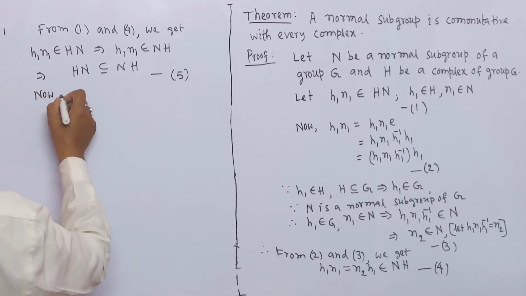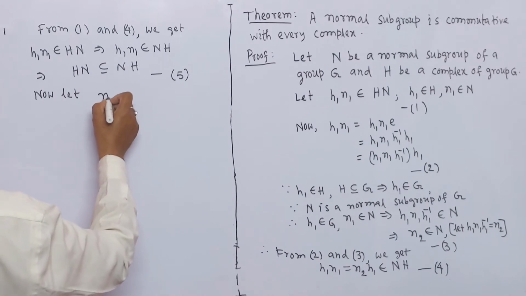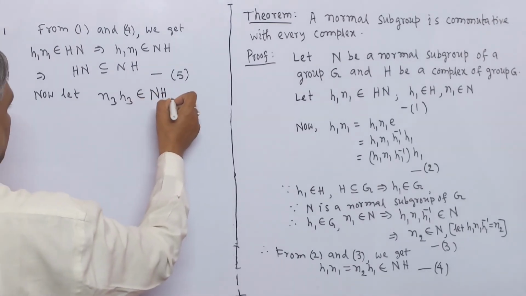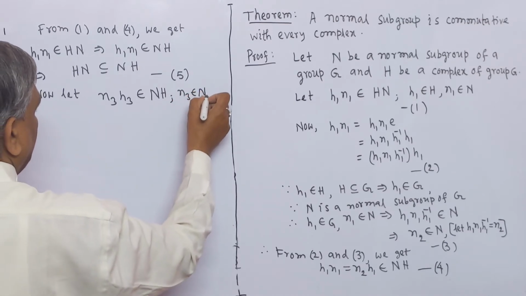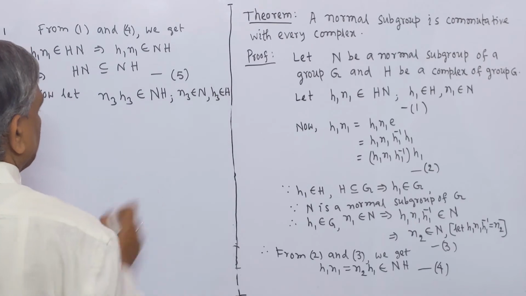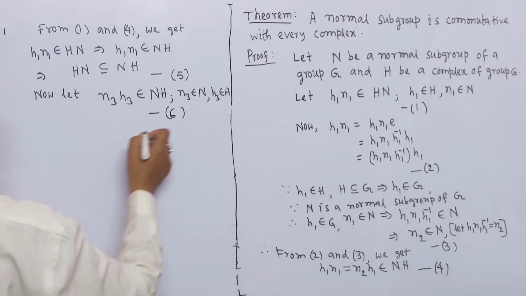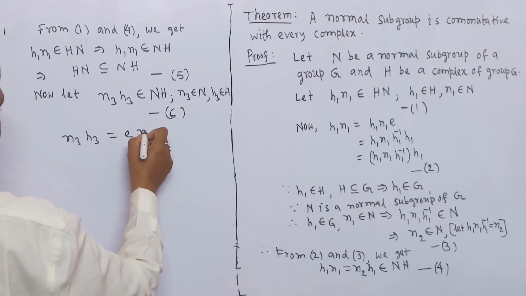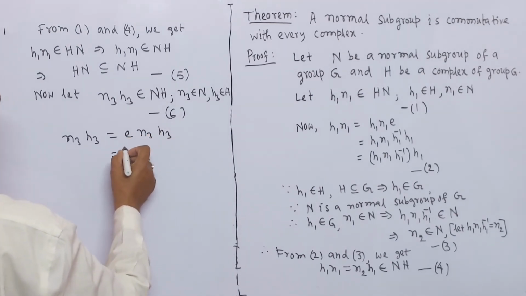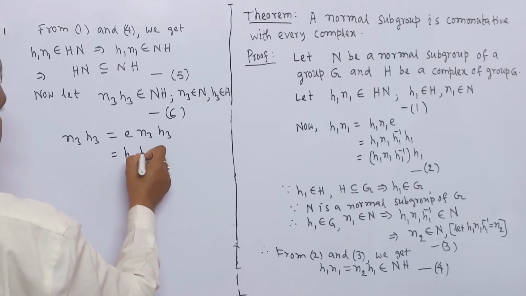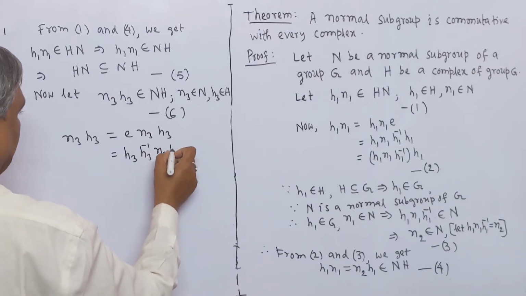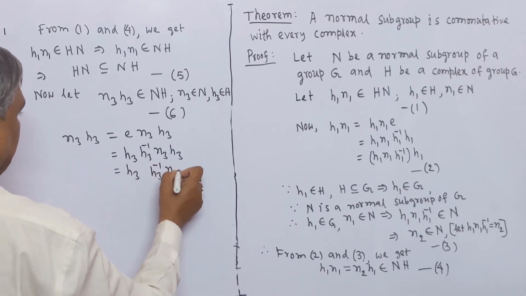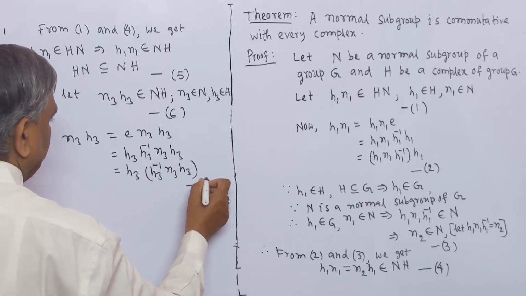Now let n3 h3 belongs to NH, where n3 belongs to N and h3 belongs to H. This is number 6. n3 h3 equals identity element e times n3 h3, which equals h3 inverse times n3 h3. This is number 7.